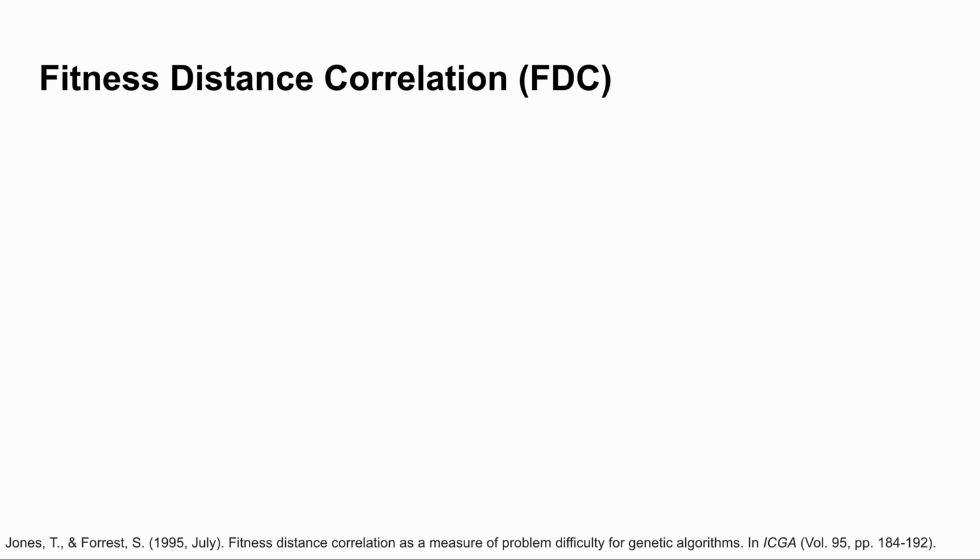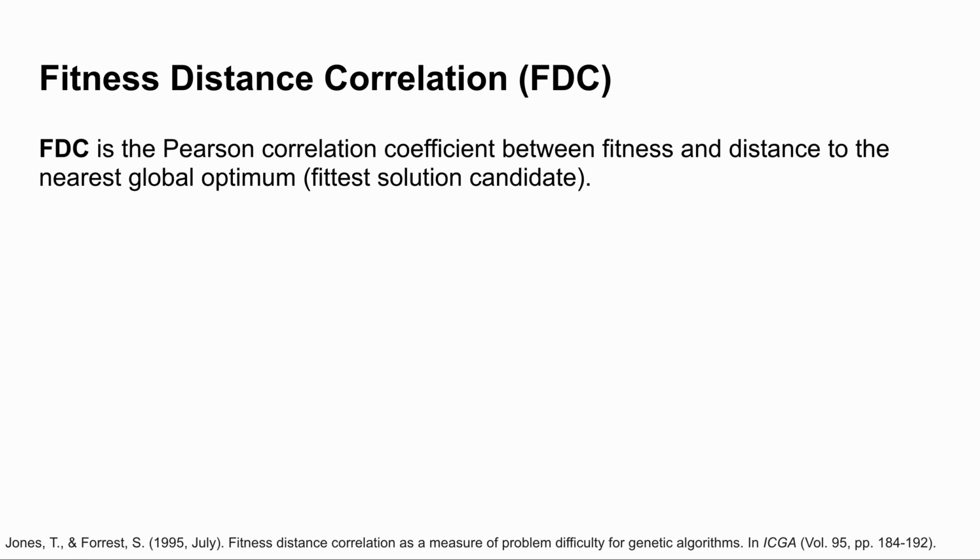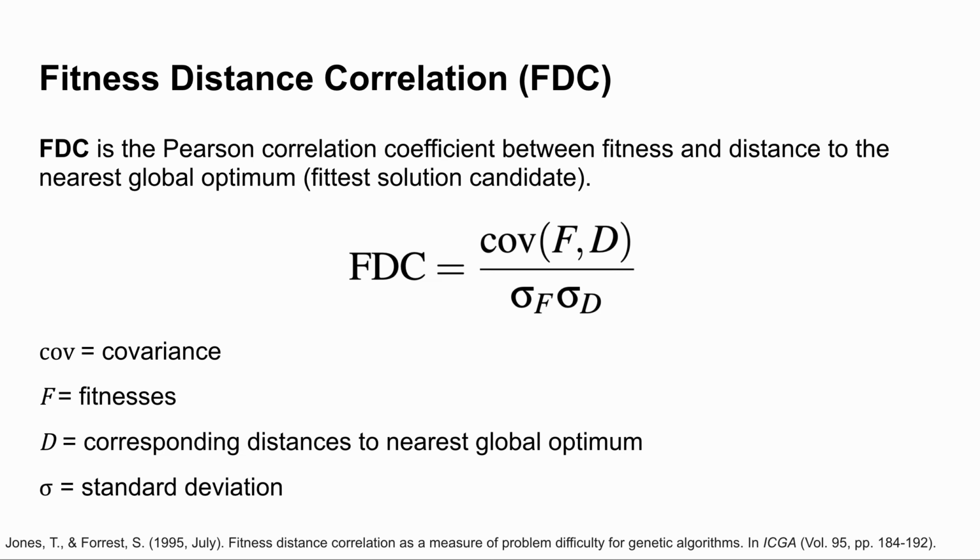Next, let's talk about fitness distance correlation, commonly abbreviated as FDC. FDC is the Pearson correlation coefficient between fitness and distance to the nearest global optimum, with global optimum meaning the fittest solution candidate. It can be found using this equation.